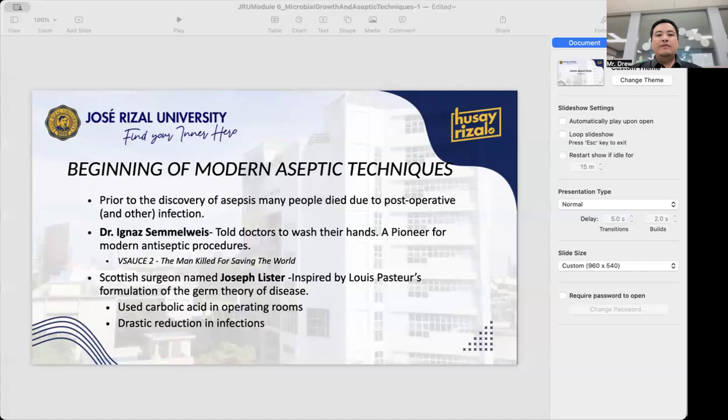We also have Joseph Lister in 1860s, inspired by Louis Pasteur's germ theory. He used carbolic acid in surgeries, drastically reducing infections. These early discoveries shaped modern infection control practices.